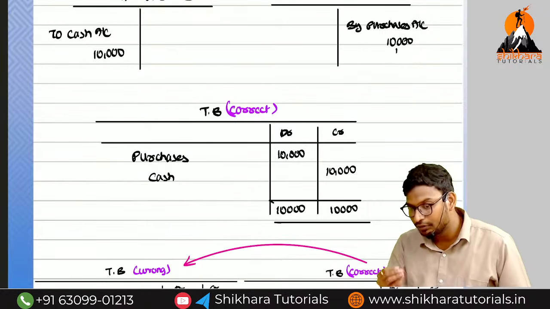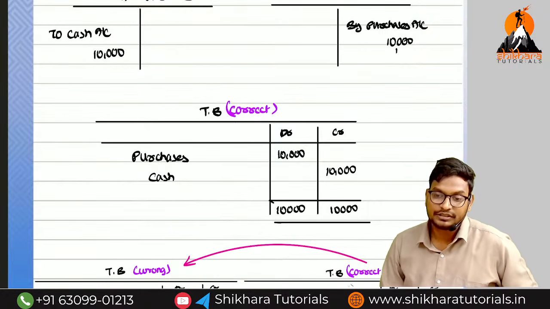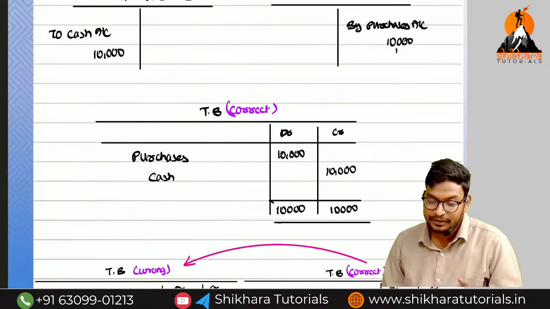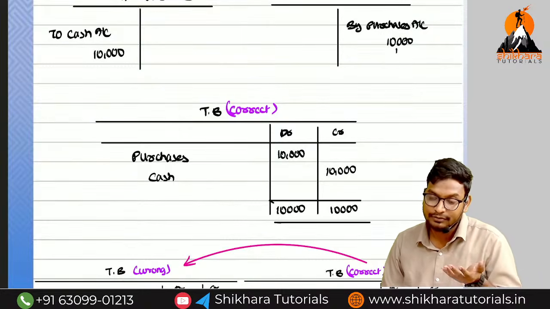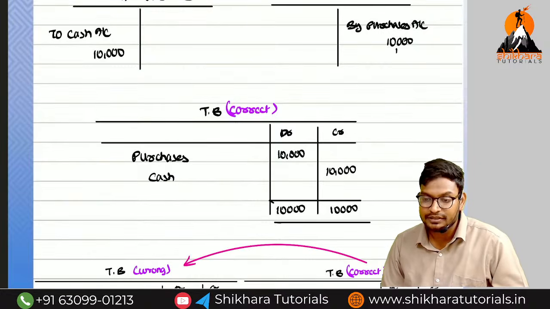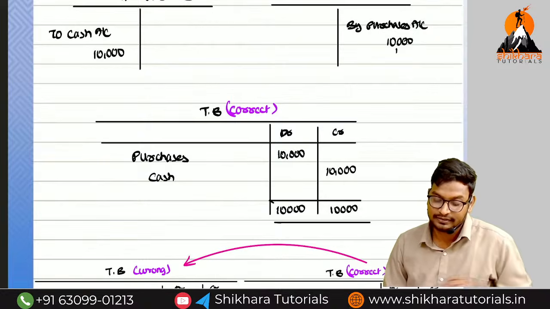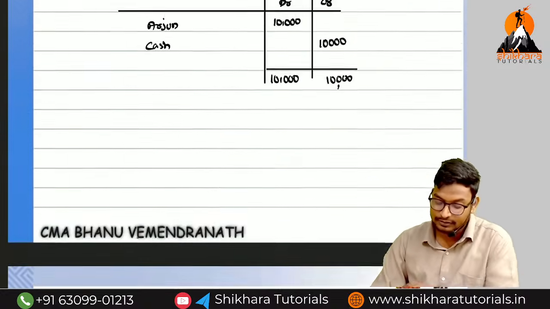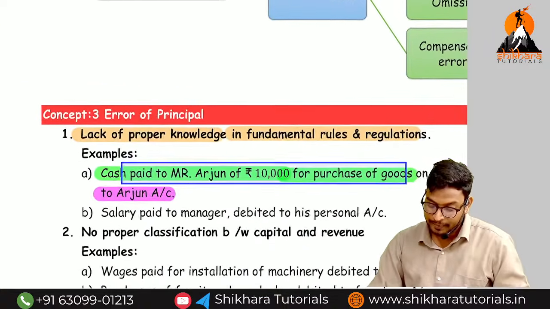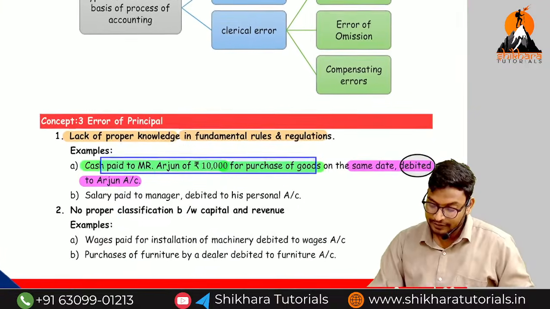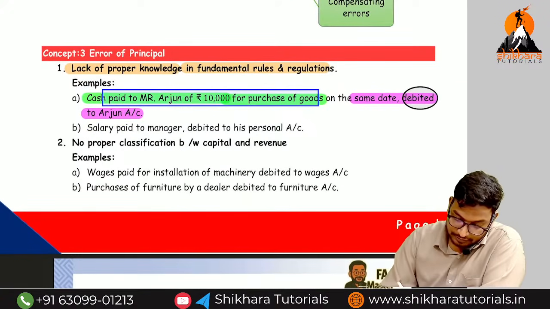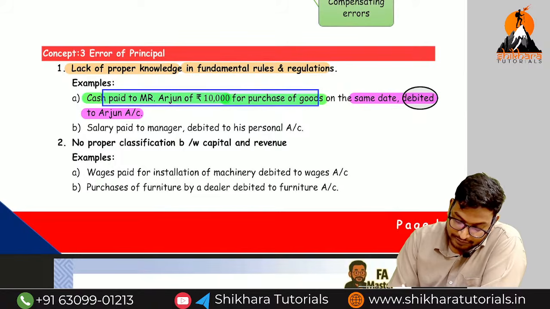I think you know this basic concept about preparing the trial balance with the help of normal journal entries. If it is on the debit side in the journal entry, it will be on the debit side in the trial balance also. If credit side in the journal entry, then trial balance also credit side. Now we are going to see the second point. I think you understand this one. So what is the second example? They have given the second example.